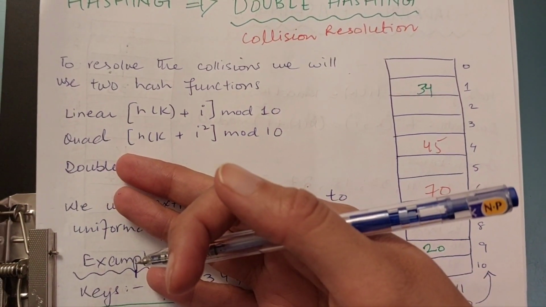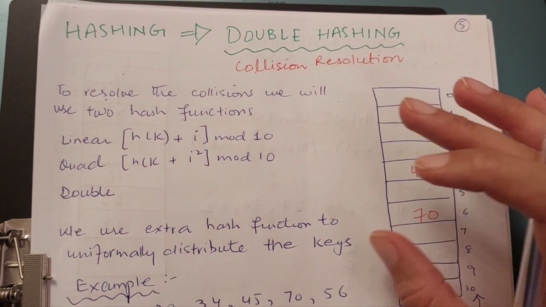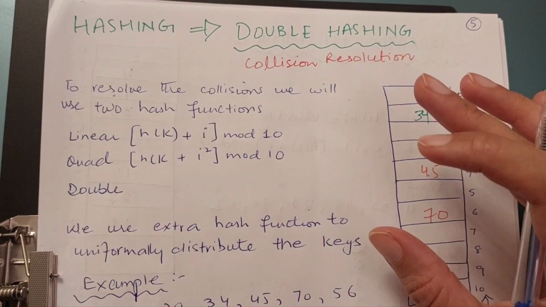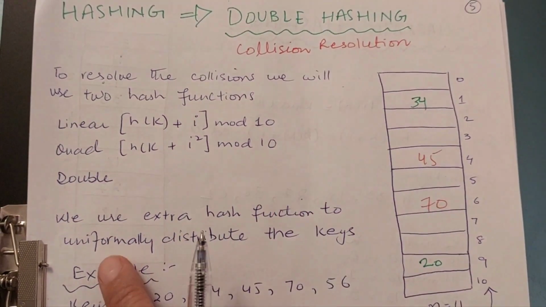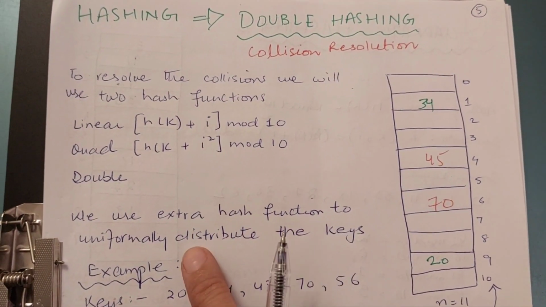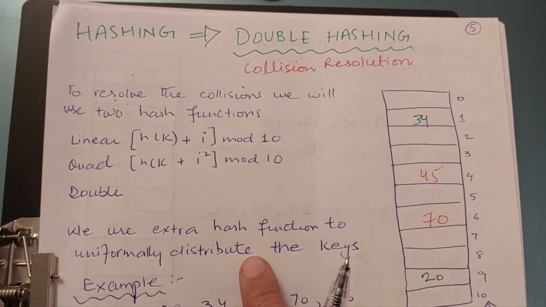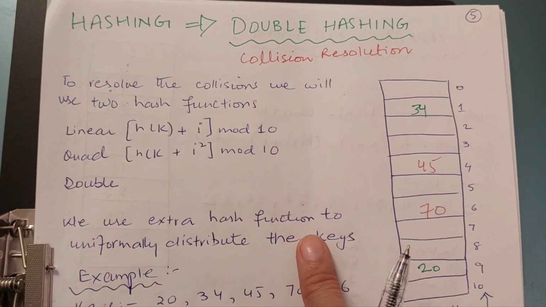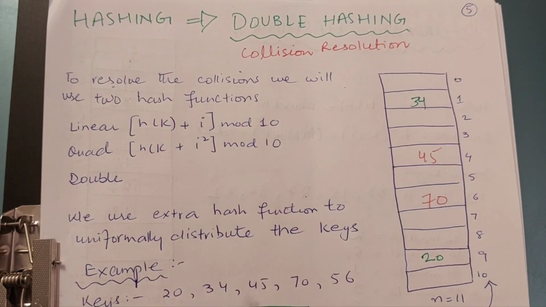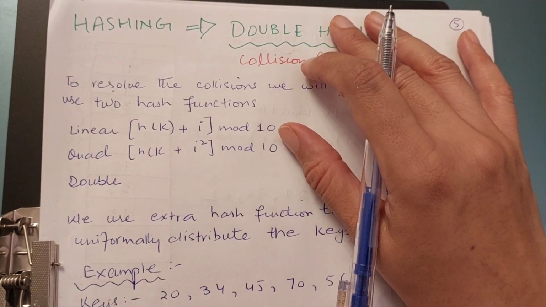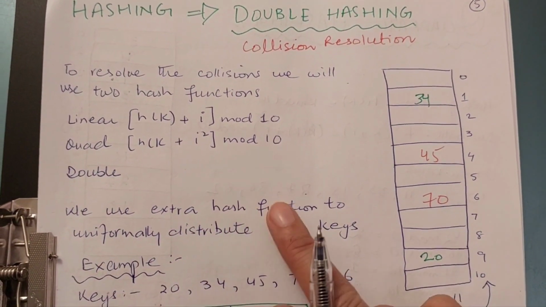But now in double hashing, we are not using only one single hash function, we are using two different hash functions. And why do we do this? We use extra hash functions to uniformly distribute the keys. So this is the catch point in double hashing, that with the help of double hashing we are actually able to uniformly distribute the keys. With the help of an example, I'm going to tell you how double hashing actually works and how double hashing helps to uniformly distribute the keys.